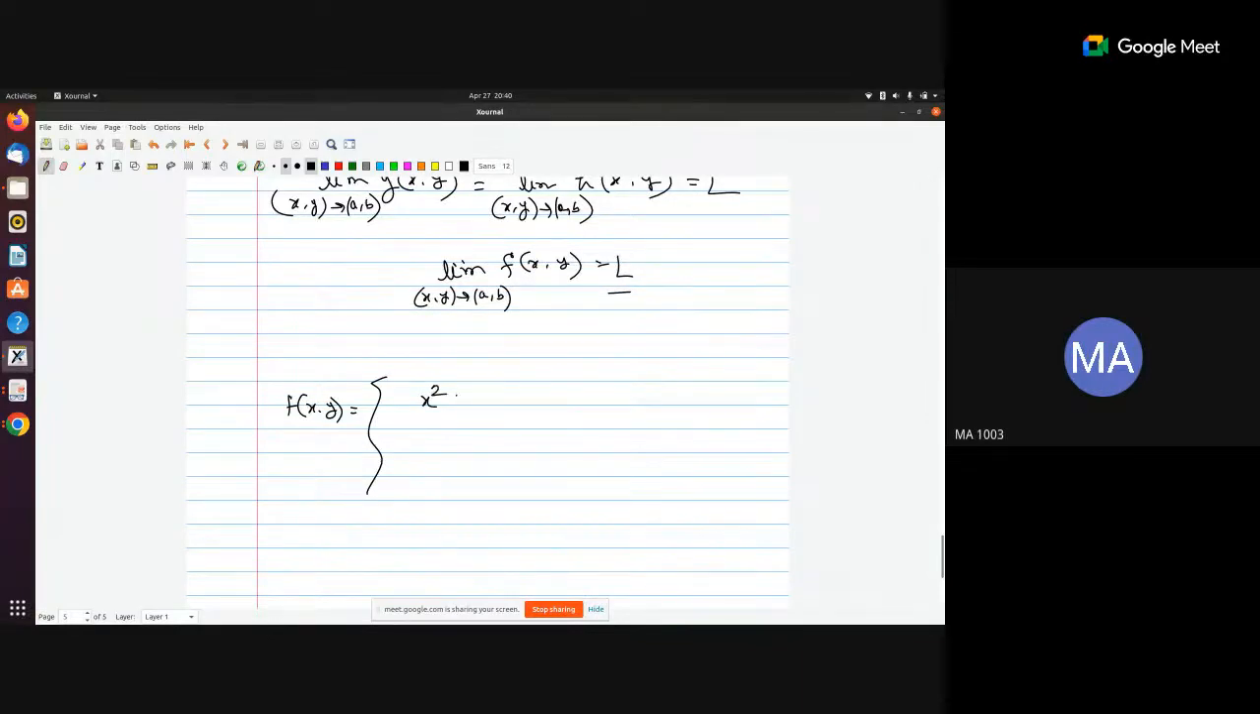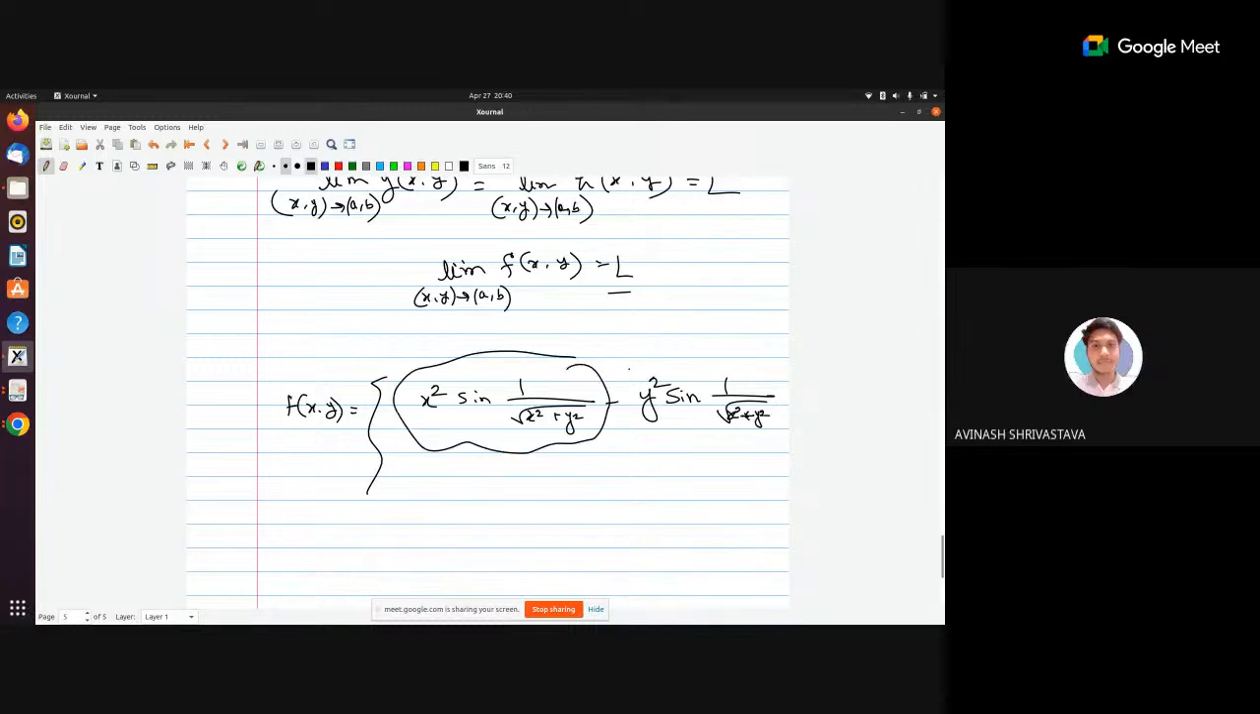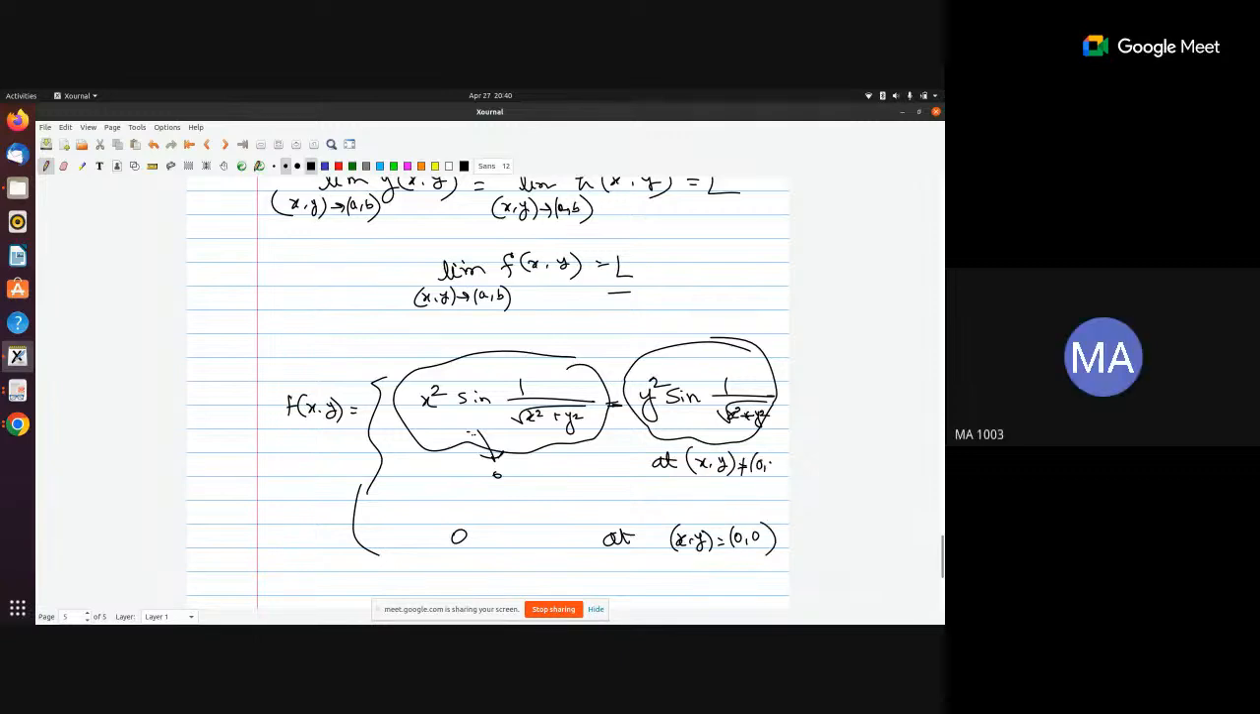For x square minus y square, I can break this function like this: x square and then minus y square, and now we can handle it for each function. We can distribute the limit and then handle these 2 functions, correct? Yes. And both of them are going to 0 at origin. If I consider only this first portion, it is continuous around origin, correct? Yes. The second portion is also continuous around origin, so the limit can be distributed, sir.